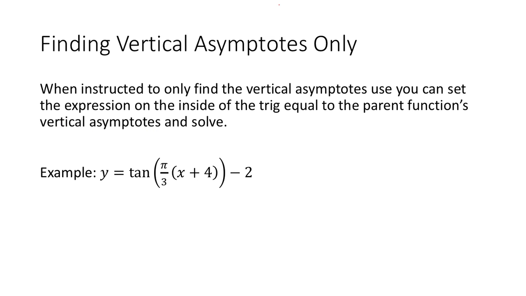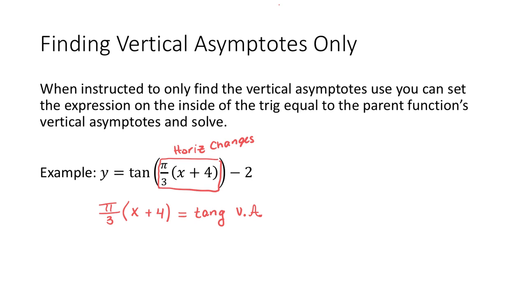So here I have the equation tangent of pi over 3 times x plus 4, all of that minus 2. So first I'm going to use only the expression inside of the trig. These are my horizontal changes. So these are the changes that are going to affect my vertical asymptotes, because my vertical asymptotes are x values, and so these horizontal changes affect that. So I'm going to take my expression on the inside and set it equal to tangent's original vertical asymptotes.